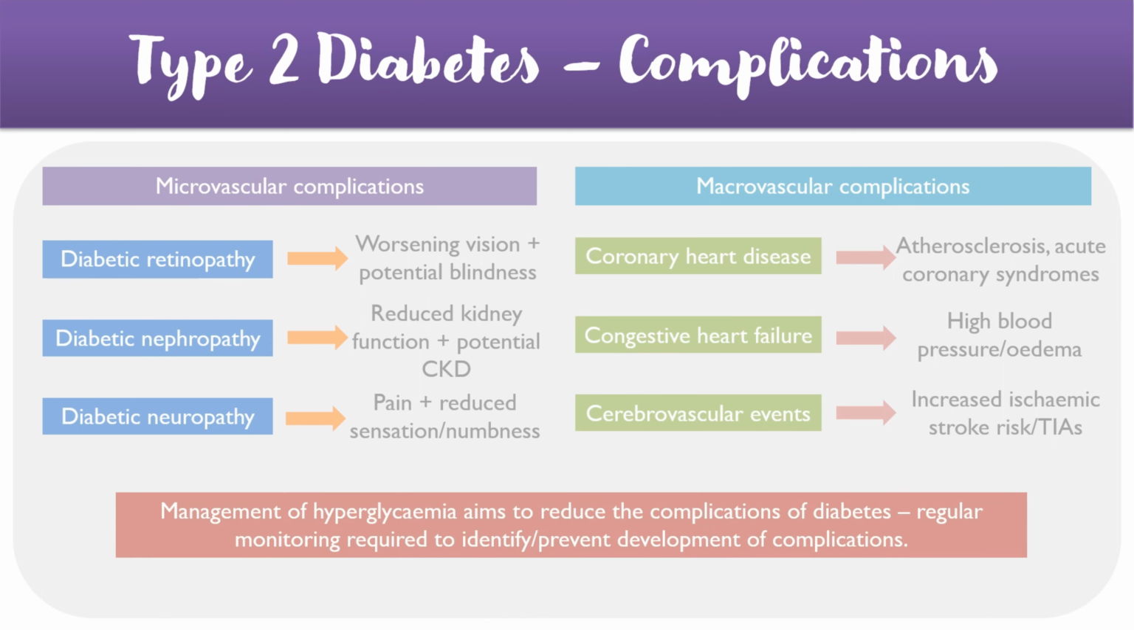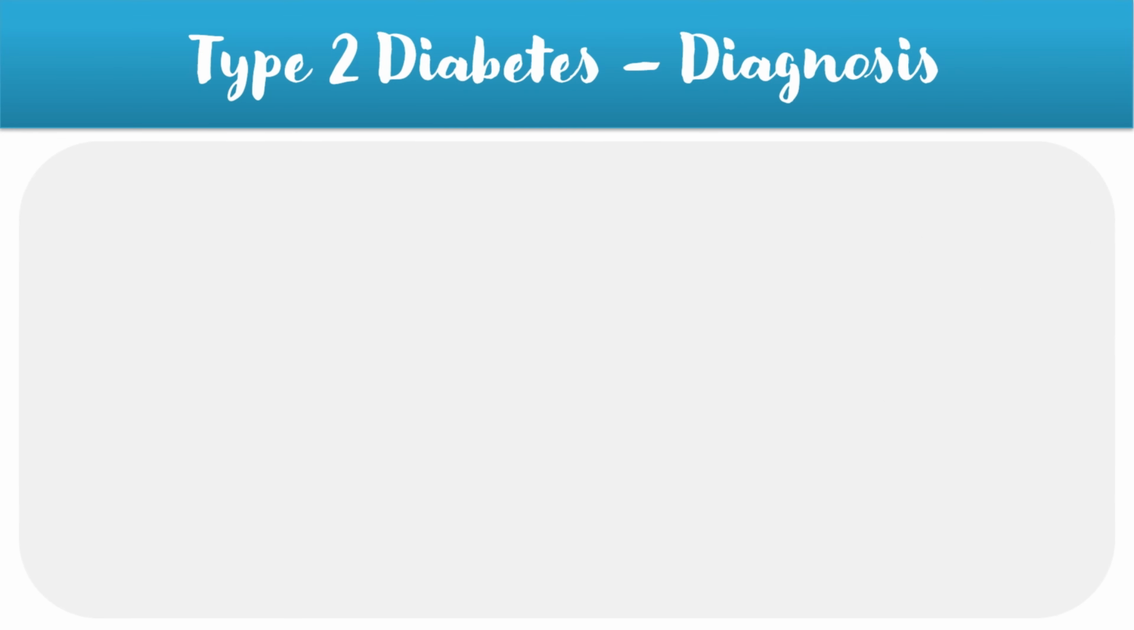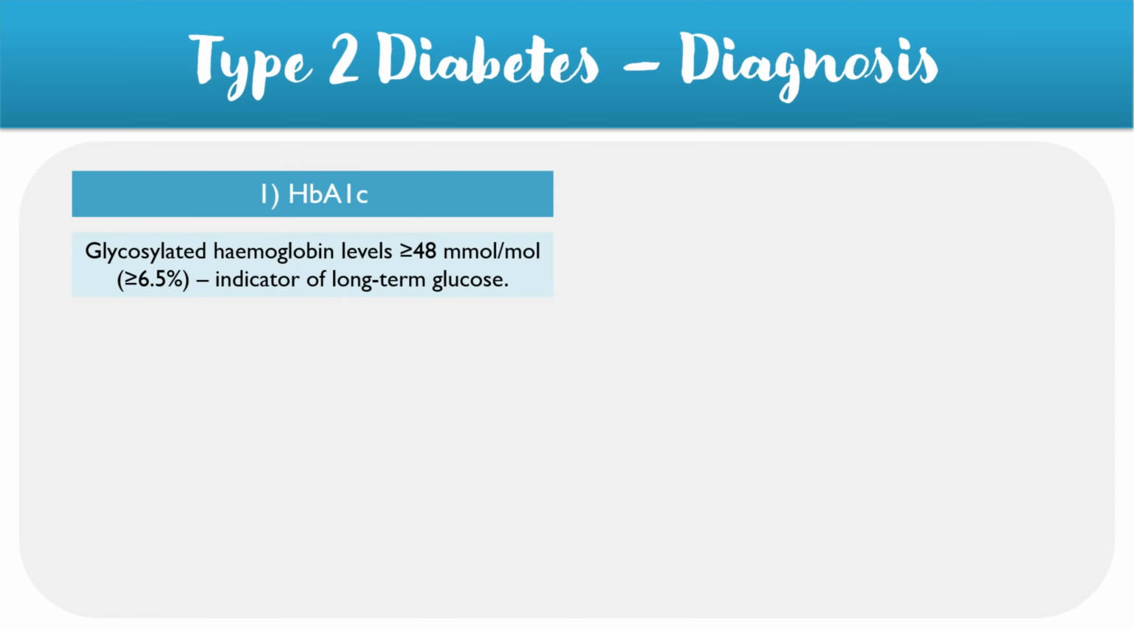And it's worth noting that the whole purpose of type 2 diabetes management is to prevent these complications from arising, and it's for this reason that regular monitoring for these patients is required. For the diagnosis of type 2 diabetes, the mainstay involves measuring HbA1c levels, which are a good indicator of long-term glucose control. Values above 48 millimoles per mole or 6.5% are often indicative of the condition.